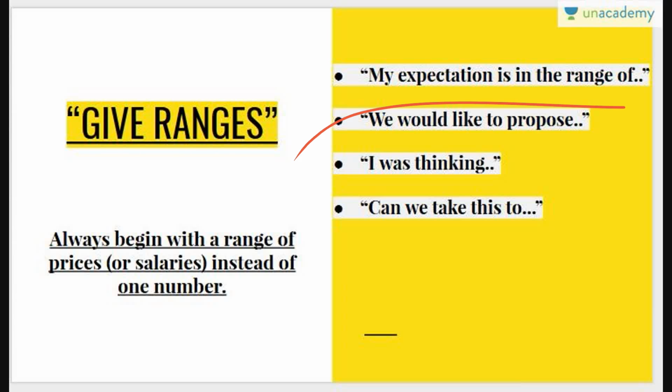Now, my expectation is in the range of, again we are giving a range, so you can say if I'm talking about a product, a pen, my expectation is in the range of rupees 7 to rupees 12. We would like to propose it from rupees this to rupees that. Again, I was thinking to keep it from rupees 7 to 12. The same example I'm using. Don't think that you have to say this only. Can we take this to rupees whatever to whatever, right? So this is how we are going to keep.